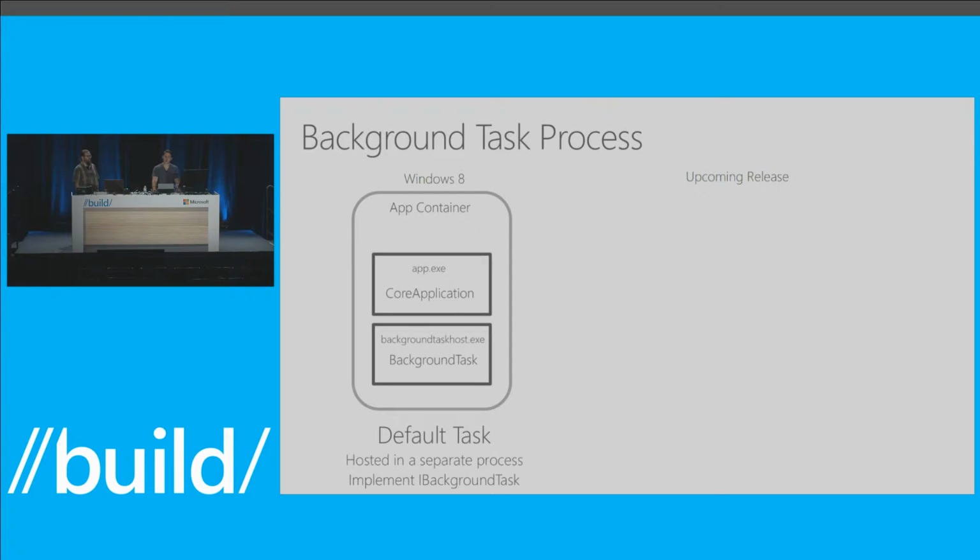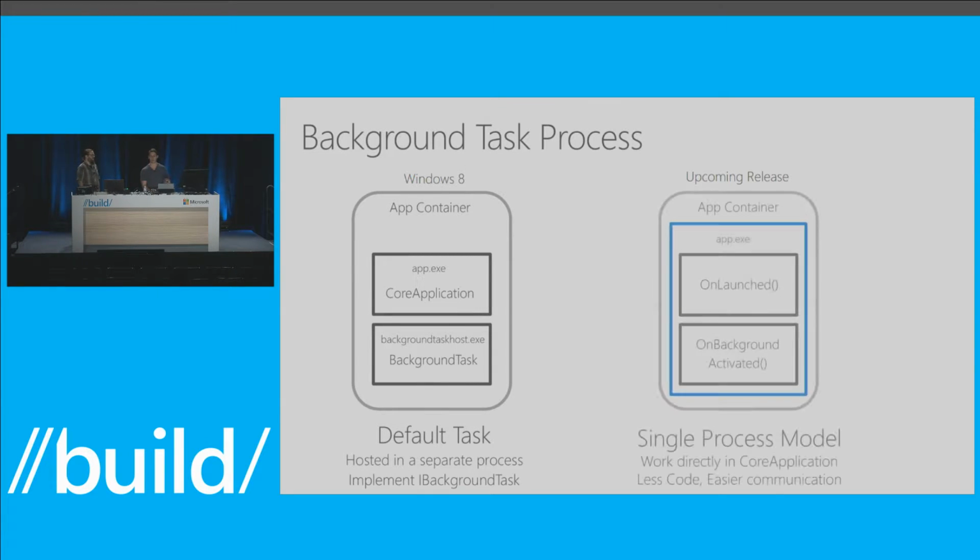Now, this model of separate processes has its advantages primarily for resiliency in a number of scenarios. But there are also a number of scenarios where interaction between processes is required. And that's really complex and requires a lot of state management code in order to share anything between these two processes. So feedback from you as the developers was very clear on this subject. And in the upcoming release, we're really excited to introduce a new method for background activation, the single process model.